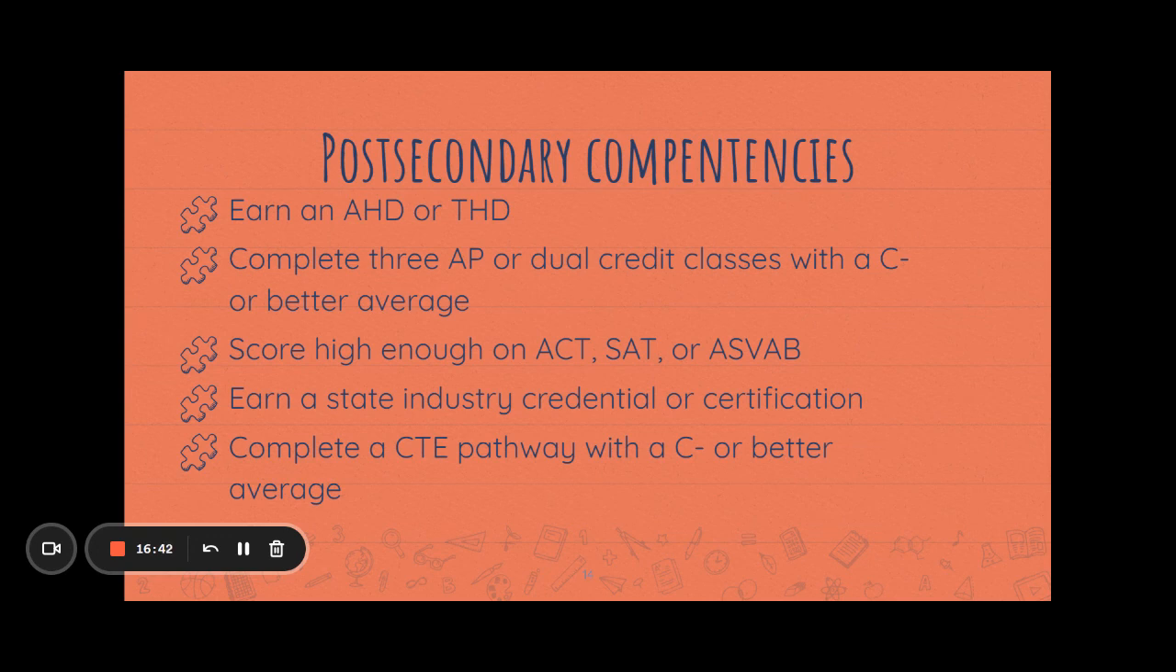Your choices are earning an honors diploma. If you earn an honors diploma, this will meet not only your credits for Box 1, but Box 3 as well. You can complete 3 AP or dual credit classes with a C- or better. That's more than what's required of you for academic and technical honors. Those require just 2. But if you want to count this for Box 3, then you're going to have to do 3 classes, and you also have to do them with a C- or better. Score high enough on the ACT, the SAT, or ASVAB.